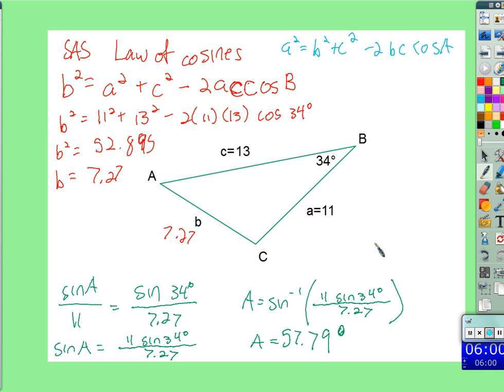Okay, so if that's 57.79, then what's our last angle? 88.21. That's what C is. Oh, I see. I changed it from my five. 88.21. That is not what I got.